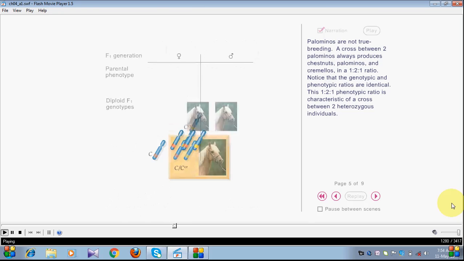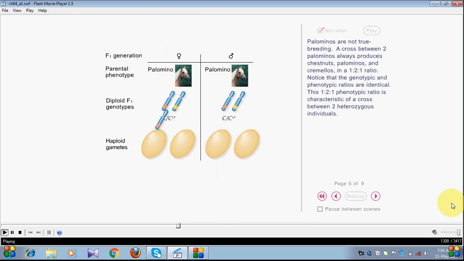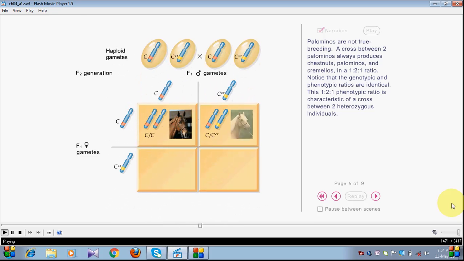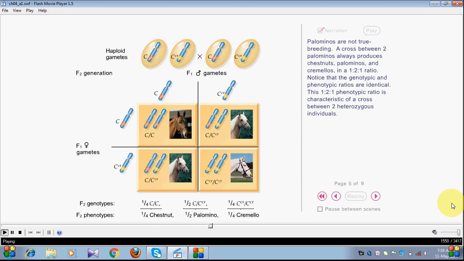Palominos are not true breeding. A cross between two palominos always produces chestnuts, palominos, and cremellos in a 1 to 2 to 1 ratio. Notice that the genotypic and phenotypic ratios are identical. This 1 to 2 to 1 phenotypic ratio is characteristic of a cross between two heterozygous individuals.